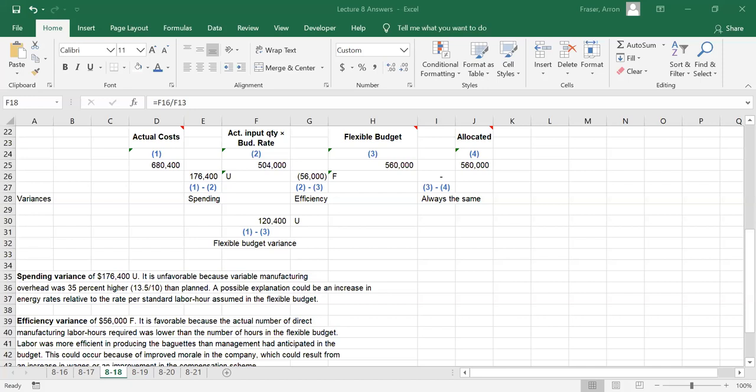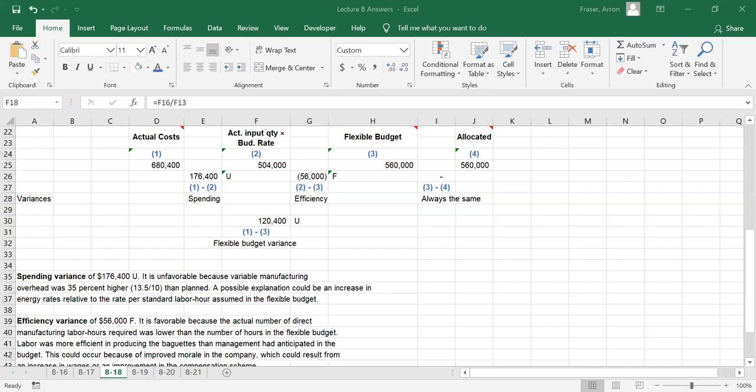So direct manufacturing labor use, it's saying it takes 0.02 hours per baguette. The variable manufacturing overhead is $10 per direct manufacturing labor hour. Now the French bread company provides the following additional data for the year ended December 31st, 2014. A planned output is 3.2 million baguettes. The actual output was 2.8 million.